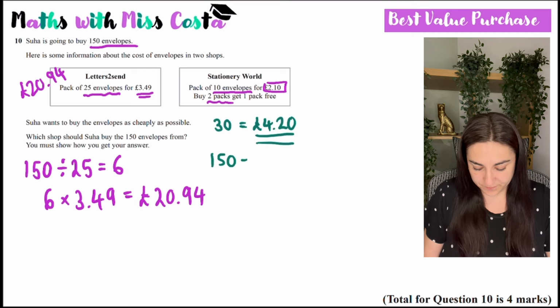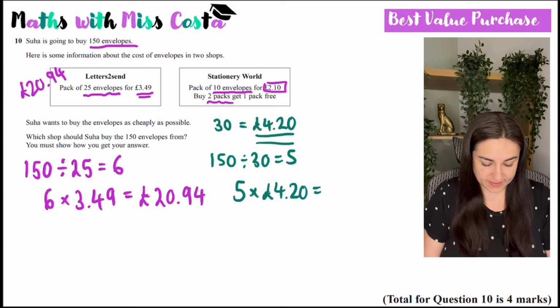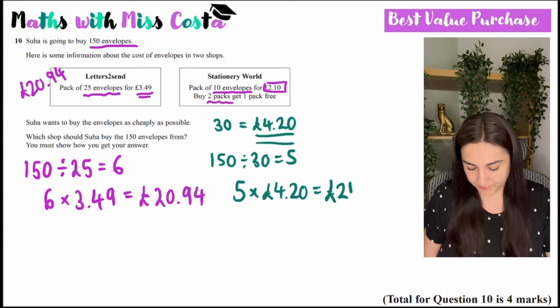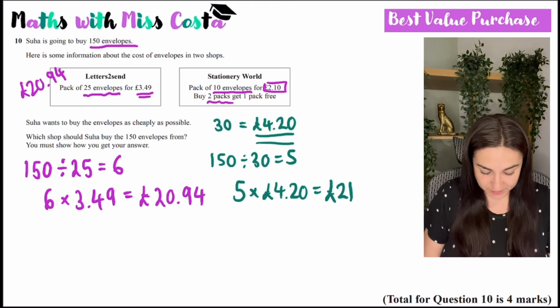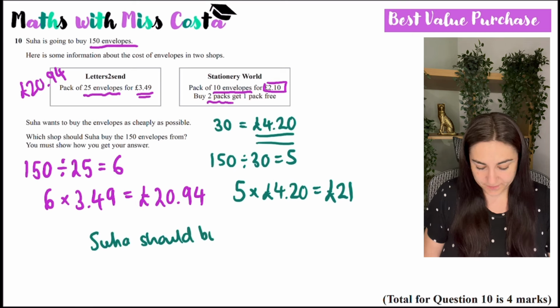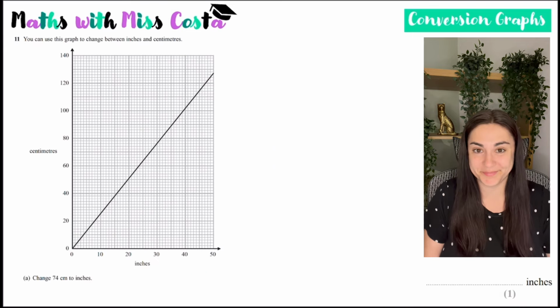Well, 150 divided by 30 is 5. So she would need to buy 5 of these, and 5 times £4.20 is £21. So even though there's a nice deal where you get 2 packs and 1 pack free, it's cheaper to buy it from Letters to Send. So Suha should buy them from Letters to Send. And just make sure that you have all your working shown.